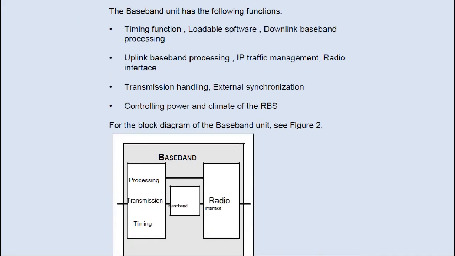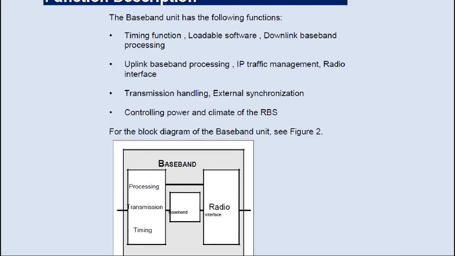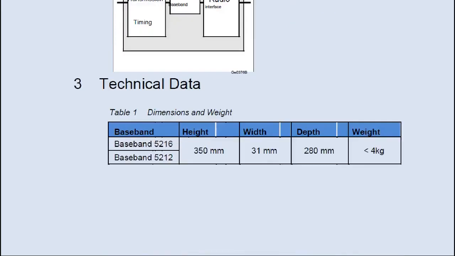Here is a diagram. For the block diagram of the baseband unit, see figure 2. The figure shows the processing, transmission, timing, baseband and radio. These are the points in the block diagram.